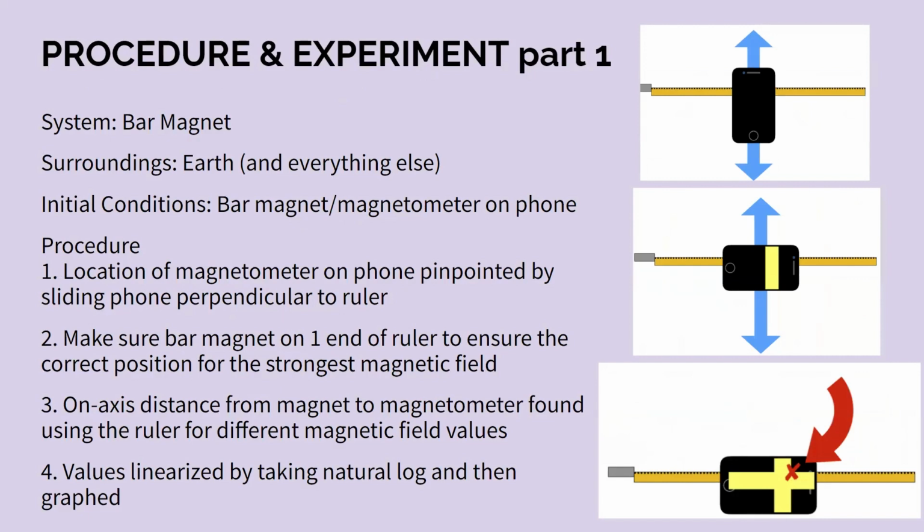The initial conditions were defined by the bar magnet and the magnetometer on the phone. To do this procedure, we located the location of the magnetometer on the phone, pinpointed by sliding the phone horizontally and vertically perpendicular to the ruler. And we made sure that the bar magnet, this little gray block, was on one end to ensure that we were recording the correct position of the strongest magnetic field. The on-axis distance from the magnet to the magnetometer was found using the ruler for different magnetic fields, and the values were then linearized and put on a graph.